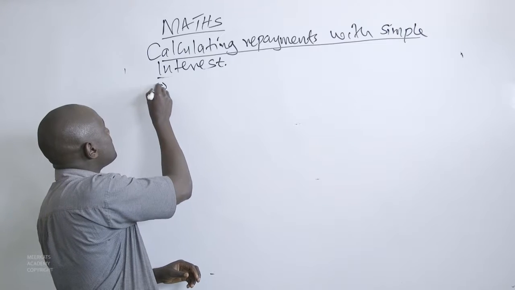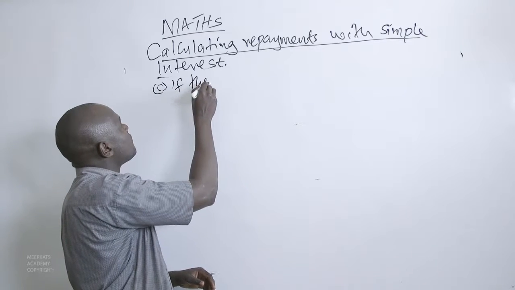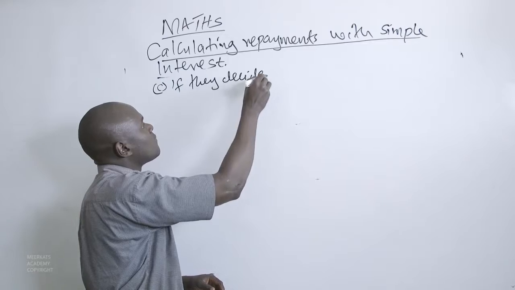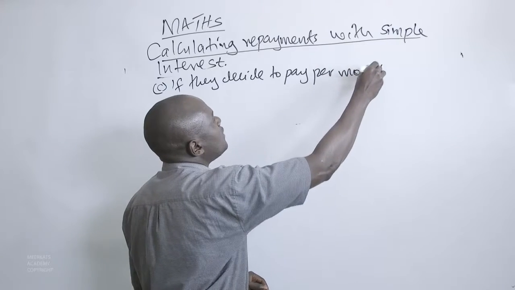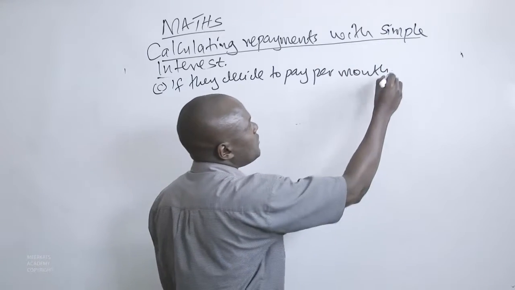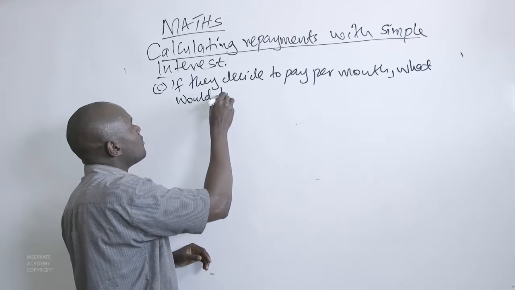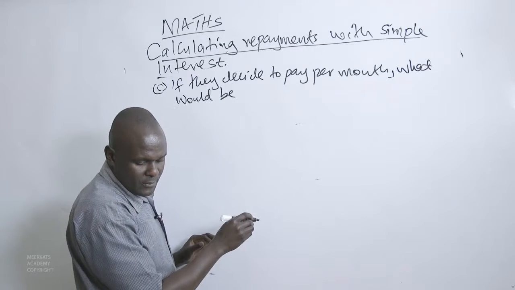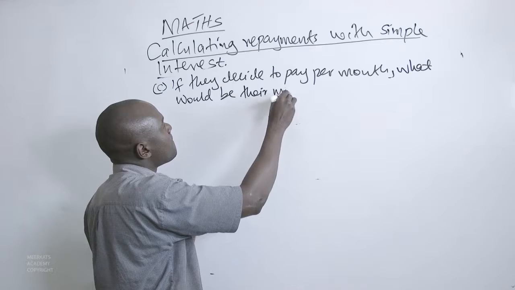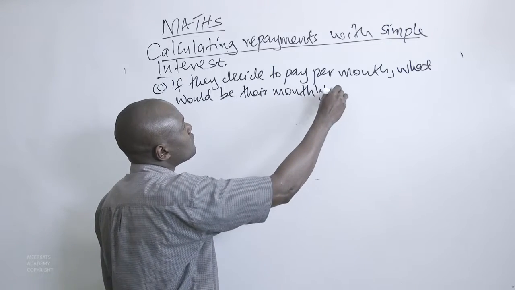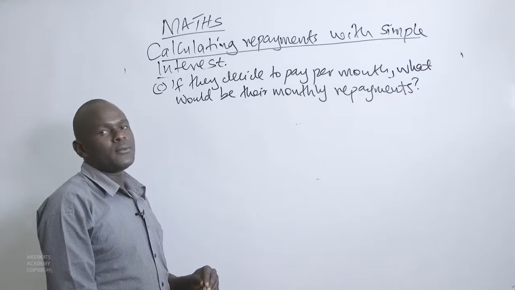The third part, part C, if they decide to pay per month, what would be their monthly repayments? What will be their monthly repayments?